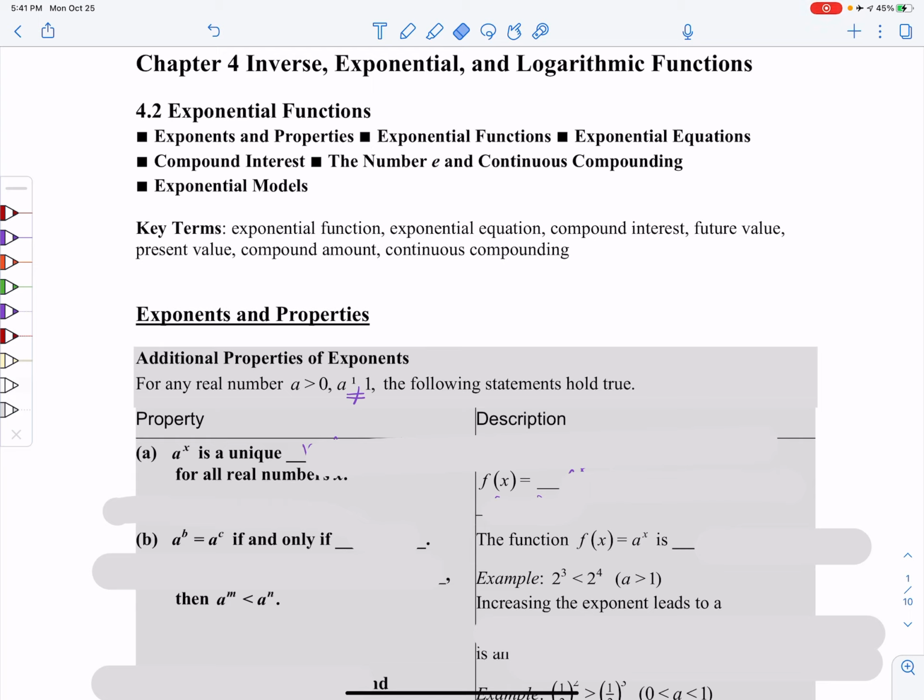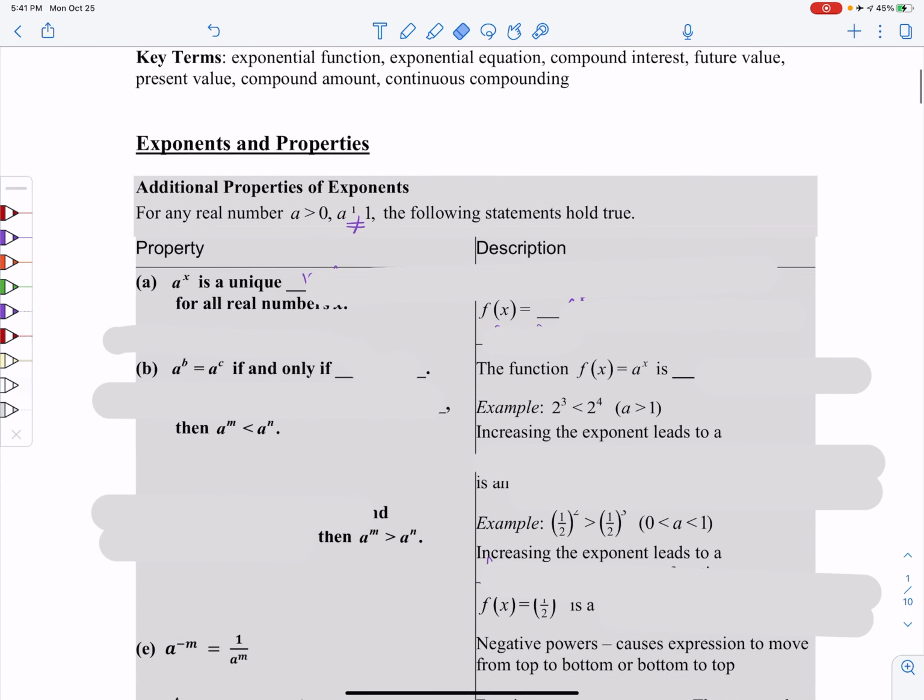This section is all about exponentials. Remember the last section we dealt with inverses? And inverses are what I like to call the undo buttons of each other. So an exponential is going to undo a logarithm, which is what we're going to talk about in section 4.3. Logarithms undo exponentials. All right, let's look first of all at some properties of exponentials.